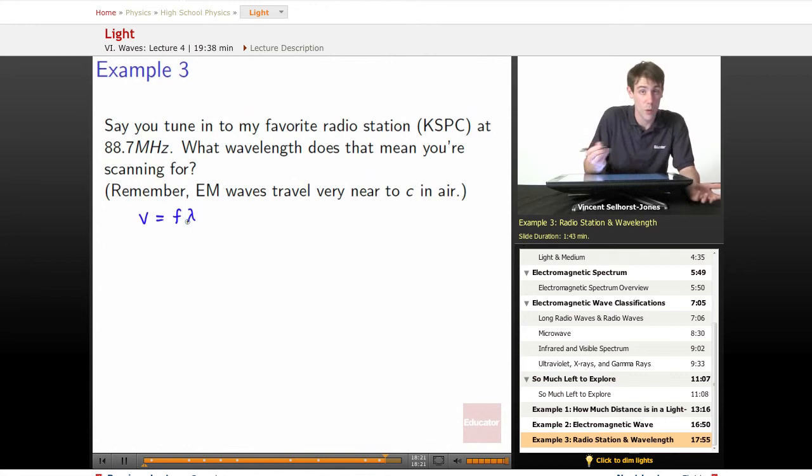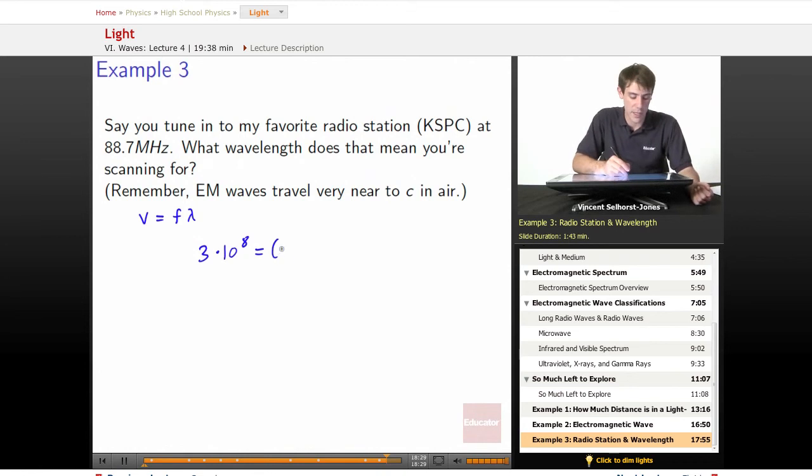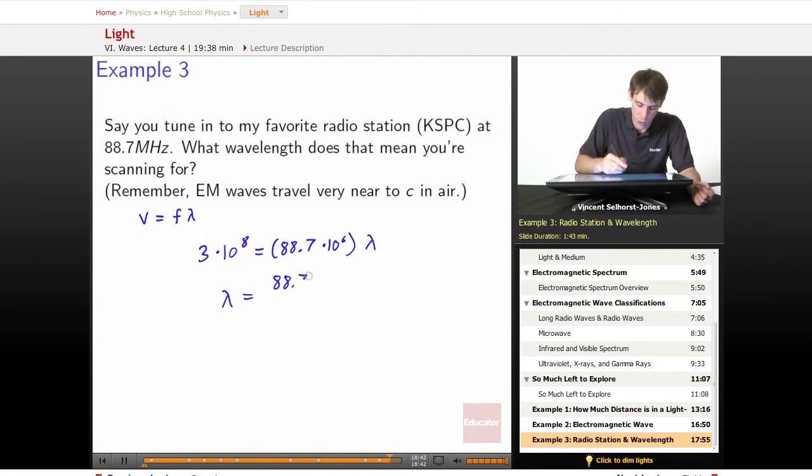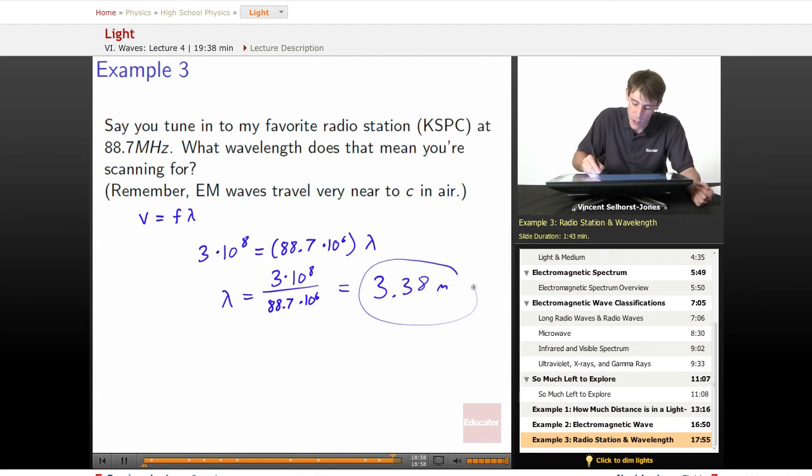Frequency times wavelength. The velocity we're dealing with for electromagnetic waves is 3 times 10 to the 8th, equals whatever frequency it is, in this case 88.7 megahertz, 88.7 times 10 to the 6th hertz, because it's mega, times the wavelength. So the wavelength is going to be equal to 3 times 10 to the 8th divided by 88.7 times 10 to the 6th, which means we're looking for a wavelength that's 3.38 meters. That's pretty big.